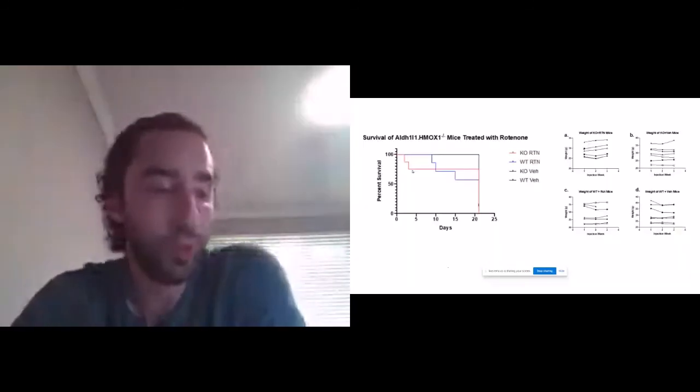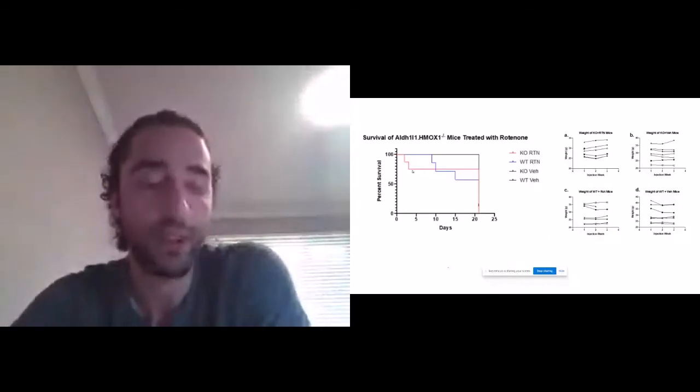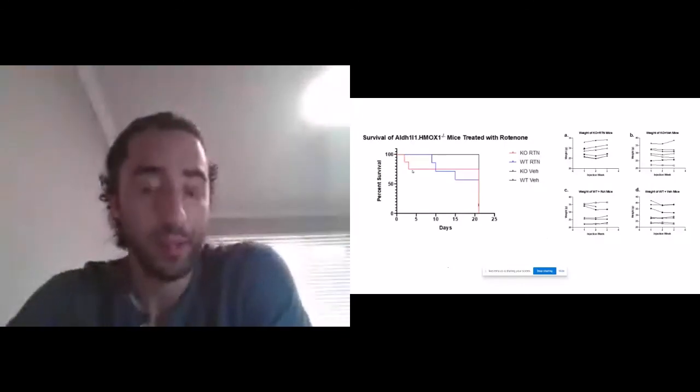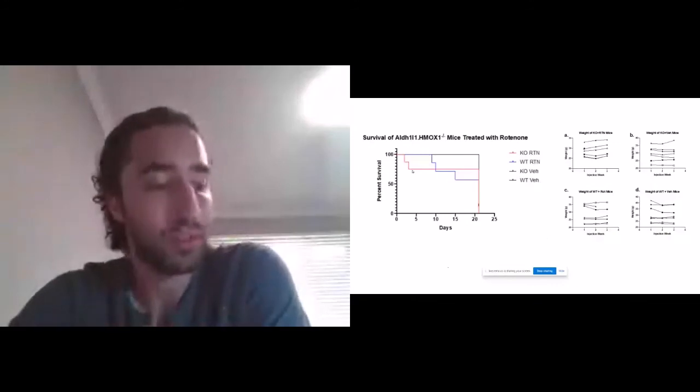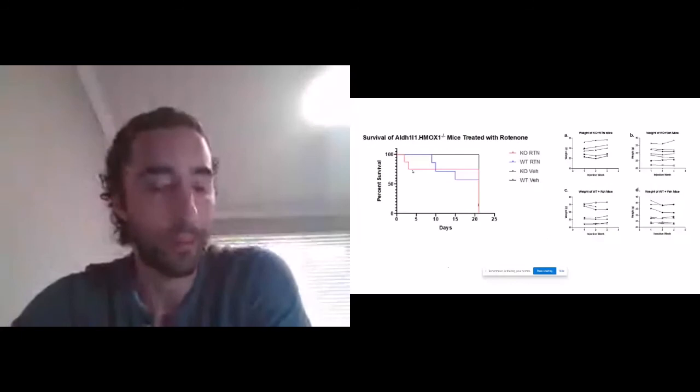In the first 3 days of treatment with 2.5 milligrams per kilogram rotenone, 2 transgenic mice were found dead in their cages. Then, to avoid loss of more transgenic mice, which were novel and just generated, the dose was reduced to 1.25 milligrams per kilogram.